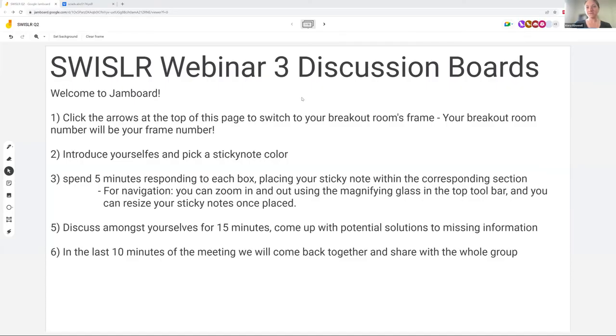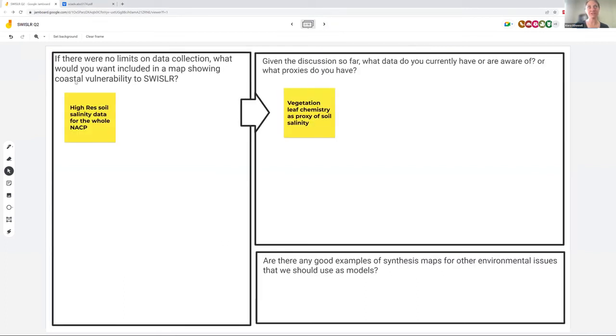So I am going to share the Jamboard right now. We're using Jamboard again, and I will open the rooms in just a moment, but I do want to share my screen to talk through the Jamboard itself. So this is the Jamboard for our third SWISLR webinar. We are going to talk about data. And so this first frame is an example of what we're going to do.